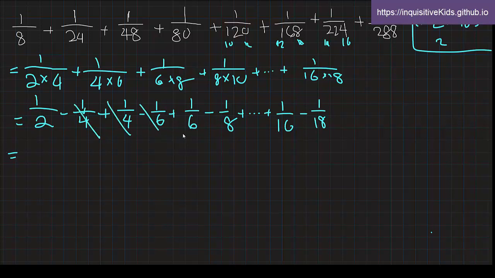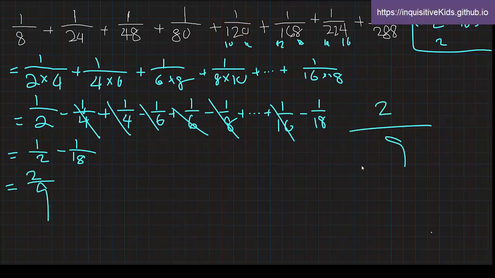So we cancel all of these dominoes out and we have 1/2 minus 1/18. So again, calculate and we get 2/9. So that's again our final answer, 2/9.